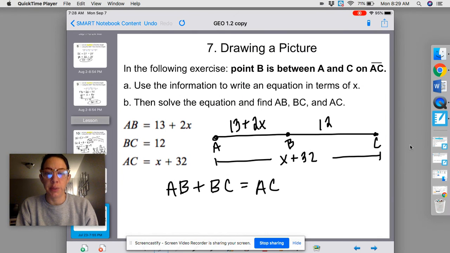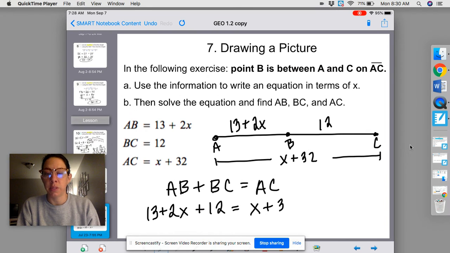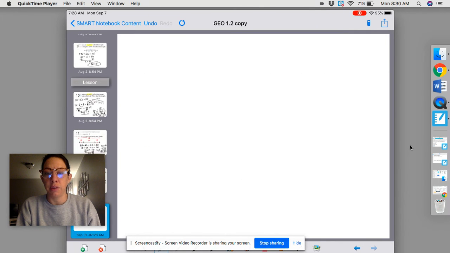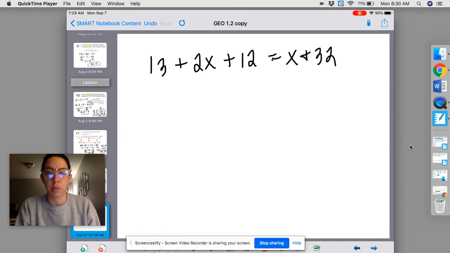And then I'm going to substitute in those values. So I'm replacing AB with 13 plus 2x. I'm replacing BC with 12. And I'm replacing AC with x plus 32. I am going to go on the other screen here just to have a little more room to solve this equation. So I'm just repeating, it was 13 plus 2x plus 12 equals x plus 32. I just want to make sure that's correct.